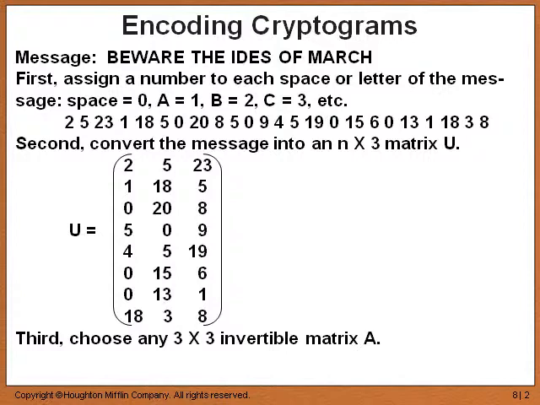Third, you choose any 3x3 invertible matrix A. So that's why we call this 3x3 encoding. And as I said before, there's 4x4, 5x5, etc. And the type of encoding is just determined by the order of the matrix that's used in the encoding. All right, so we're going to use this matrix A: 1, negative 2, 2, negative 1, 1, 3, 1, negative 1, negative 4. And really, with cryptography, if you're using 3x3 encoding, for example, you really can choose any invertible matrix, as long as the person at the receiving end has the same matrix in order to decode it.